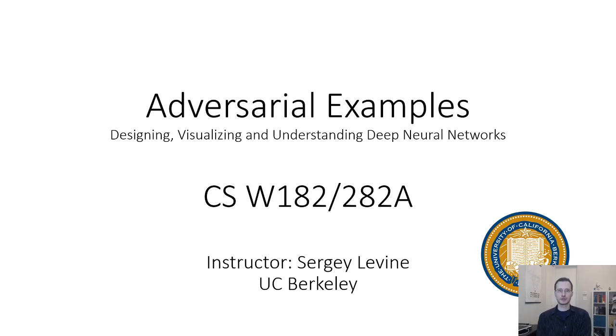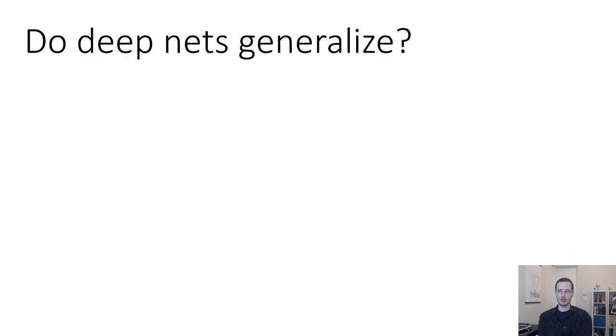Today, we're going to discuss generalization in deep neural networks and adversarial examples. Let's start with a very basic question, a question that is probably pretty important to anybody who's considering using a deep neural network model. Do deep networks generalize? Meaning, can you show them inputs that are different from the inputs that were seen during training and have them actually produce the correct answer?